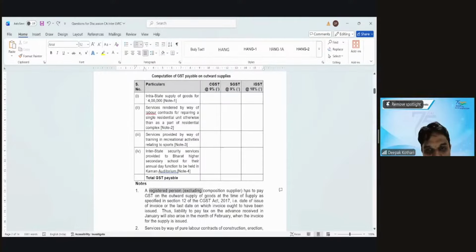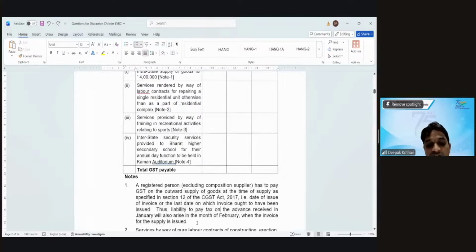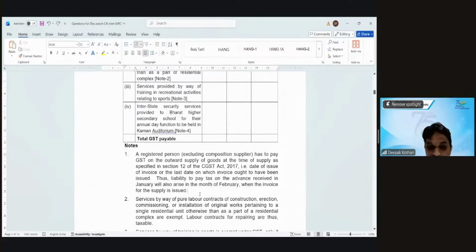A registered person, including composite supplier, has to pay GST on outward supply of goods at the time of supply as specified in section 12. If you do not mention the section, that is still fine, but mention the provision in your own words, saying that a registered person has to pay GST on the outward supplies at the time of supply. In case of goods, it is the date of issue of invoice or the last day on which the invoice ought to be issued. Thus, the liability to pay tax on the advance received will also arise in the month of January when the invoice is issued, right?